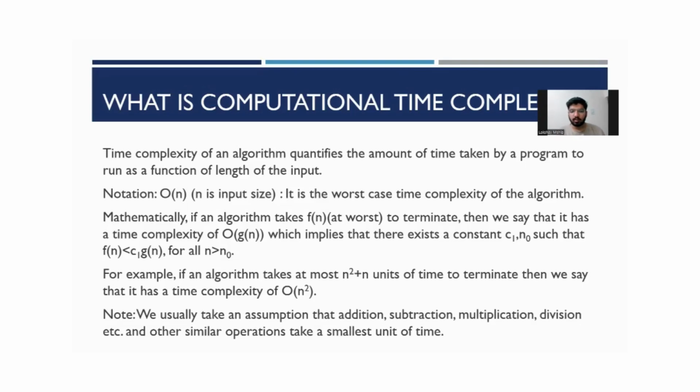For example, if an algorithm takes at most n square plus n units of time to terminate, then according to the definition, its complexity should be O of n square plus n. But for large values of n, for example n equal to 10 to the power 6, n square is very much greater than n. So n is not significant compared to n square, and we say that it has a time complexity of O of n square. So O of n square plus n and O of n square are the same for large values of n.